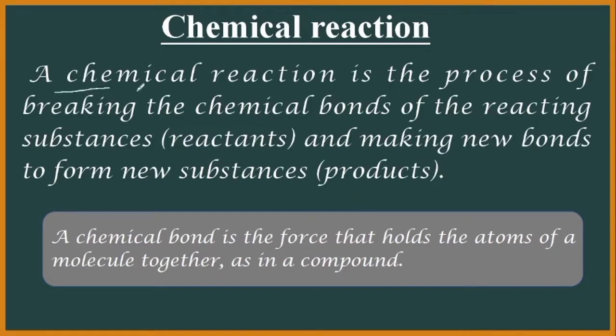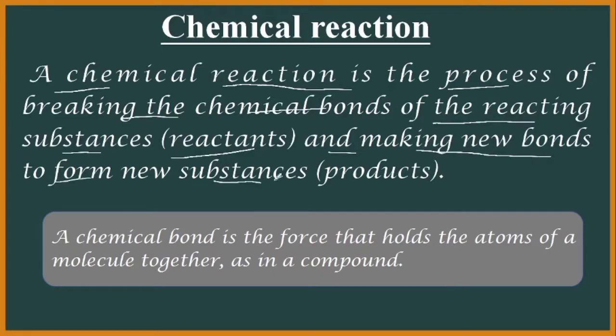A chemical reaction is the process of breaking the chemical bonds of the reacting substances, which we call reactants, and making new bonds to form new substances. That is, the new substances are formed. We call them products. We will take the same previous example to understand this definition.